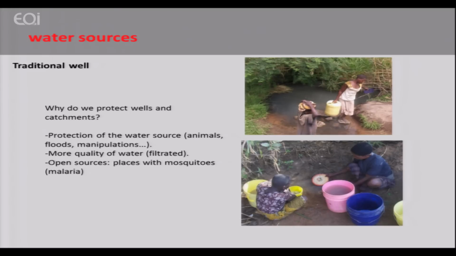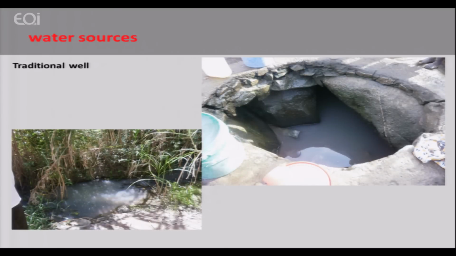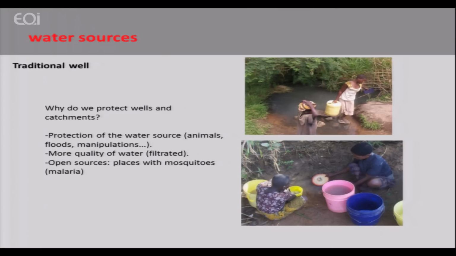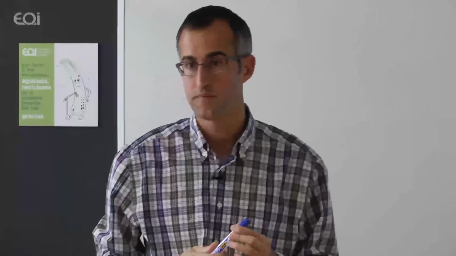Sometimes, or most of the time, when we install these protections, we install some kind of filter, some kind of gravel, so we have more filtration in the source, so more quality. And the open sources have the problem with mosquitoes, because mosquitoes means malaria, malaria means deaths, and so if you can protect a traditional well, just do it.